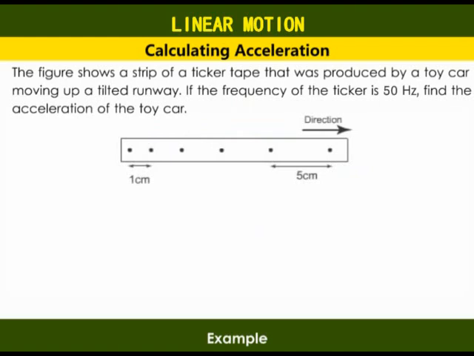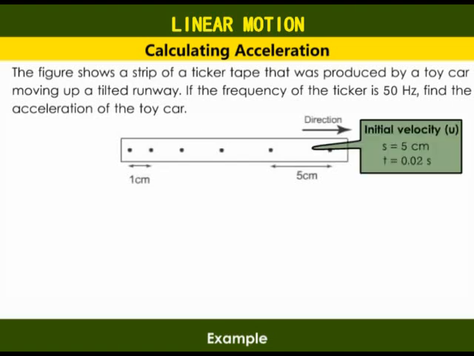Let's take an example. This ticker tape was produced by a toy car moving up a tilted runway. If the frequency of the ticker is 50 Hz, calculate the acceleration of the toy. We first determine the initial velocity U, final velocity V, as well as the time taken from U to V. In the first tick, time is 0.02 seconds because we are talking about 50 Hz, and the displacement is 5 centimeters. So U is equal to 5 centimeters over 0.02 seconds, and that gives us 250 centimeters per second.